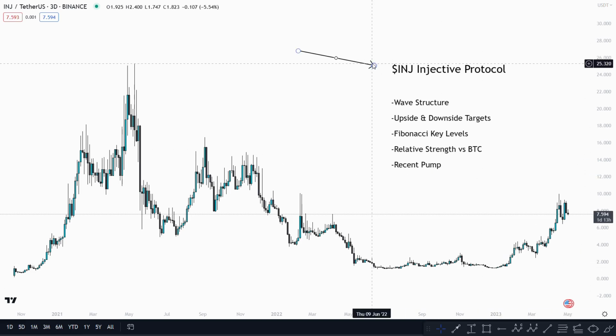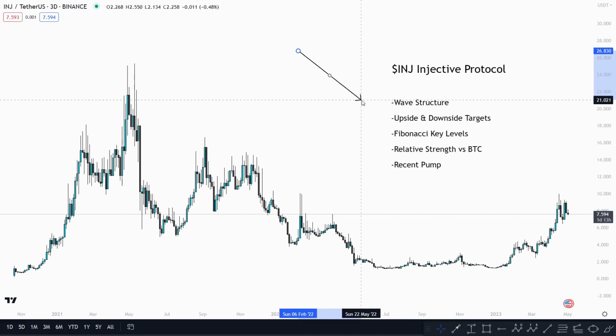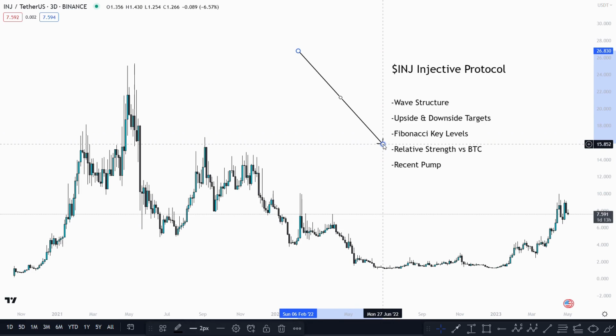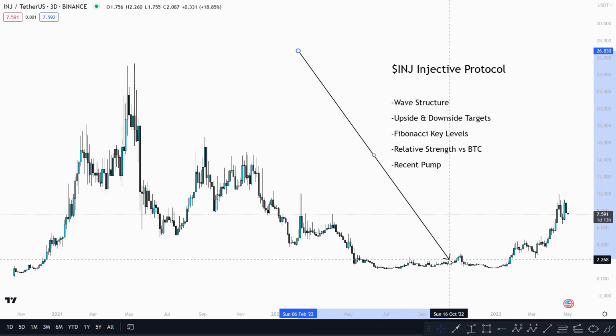Today we're going to be taking a look at INJ, Injective Protocol, and analyse the current wave structure of what we're seeing in the market, get some upside and downside targets using the Fibonacci key levels as usual, and discuss the relative strength of what we're seeing in INJ versus Bitcoin and the rest of the market, and what this recent pump and where we've got it from could mean for Injective Protocol.